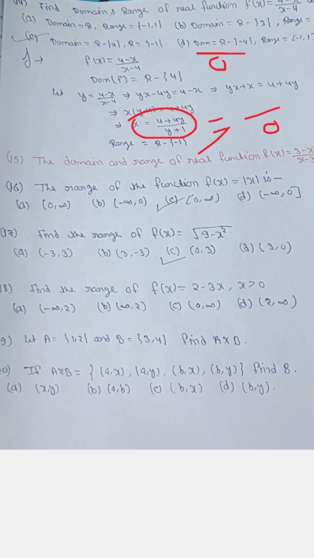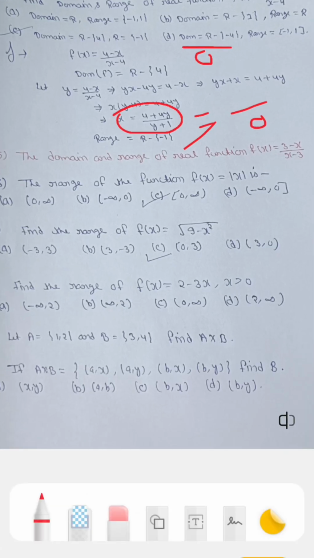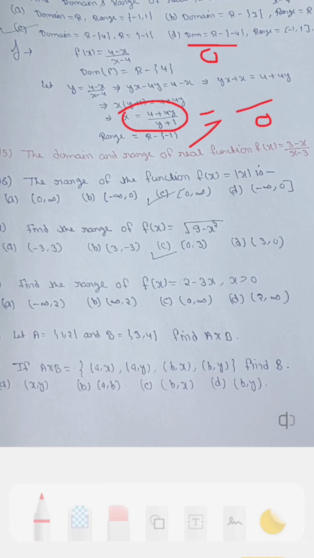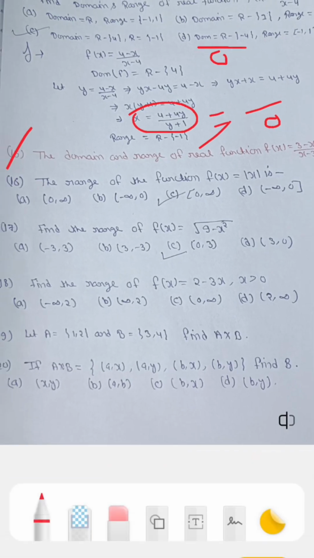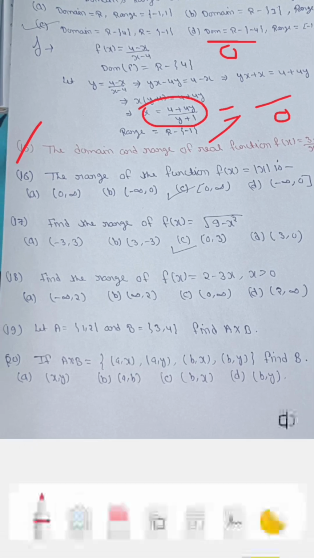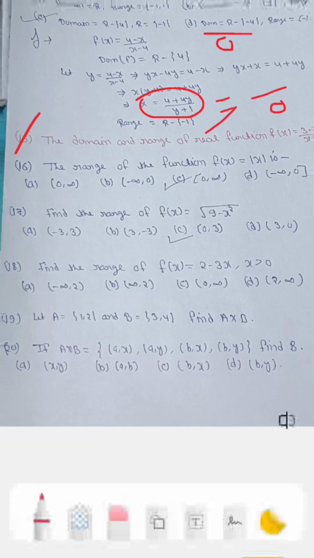15th, the domain and range of the real function f(x) equal to 3 minus x by x minus 1. This question is similar to question 14, so solve it yourself. The range of the function f(x) equal to mod x, absolute value of x. Its answer is 0 to infinity. Find the range of f(x) equal to root of minus x square. Okay. Find the range of f(x) equal to 2 minus 3x.